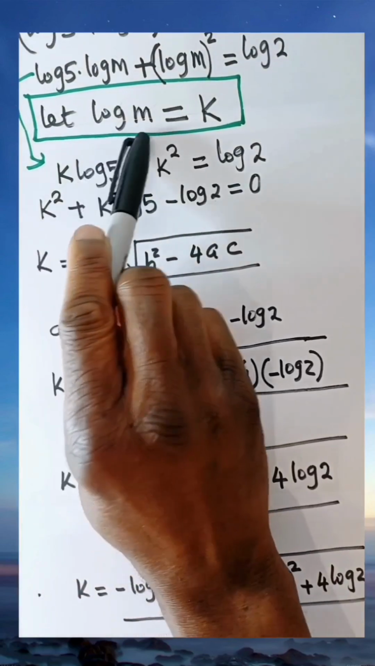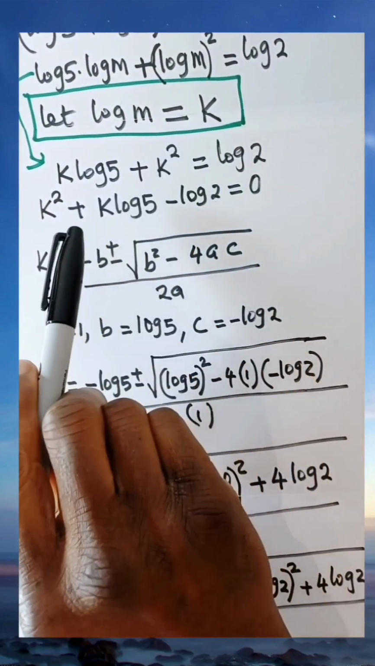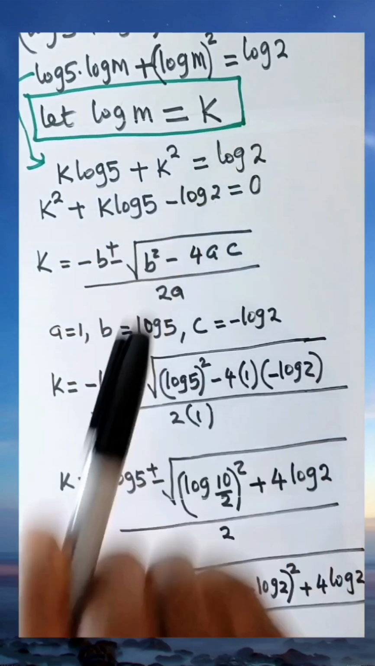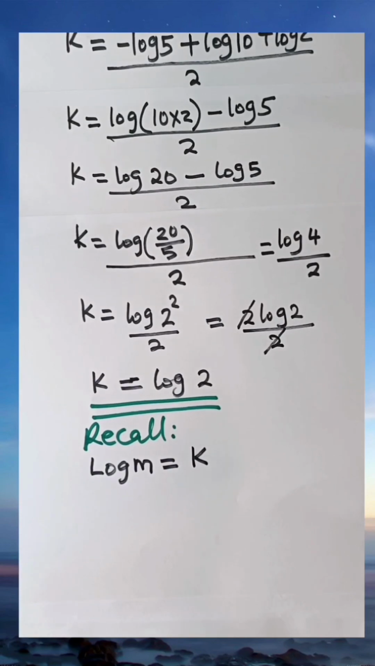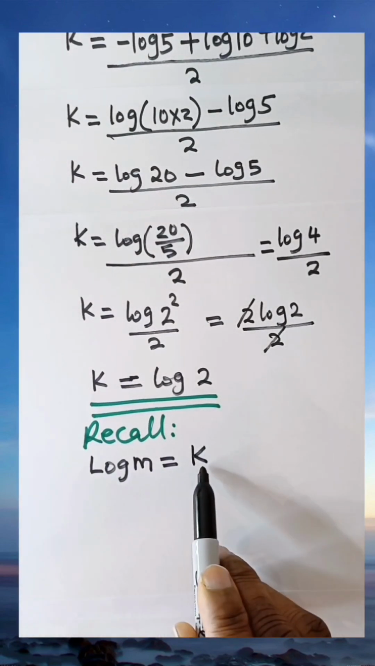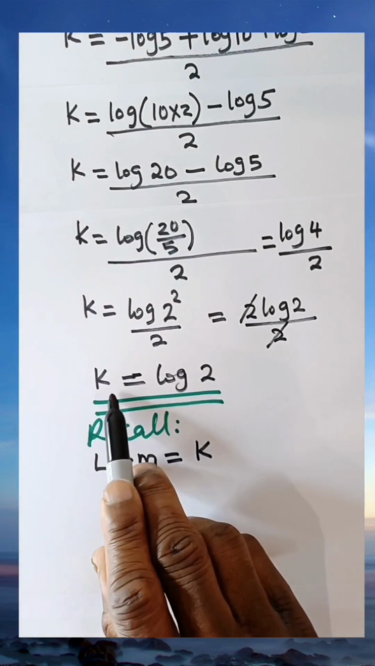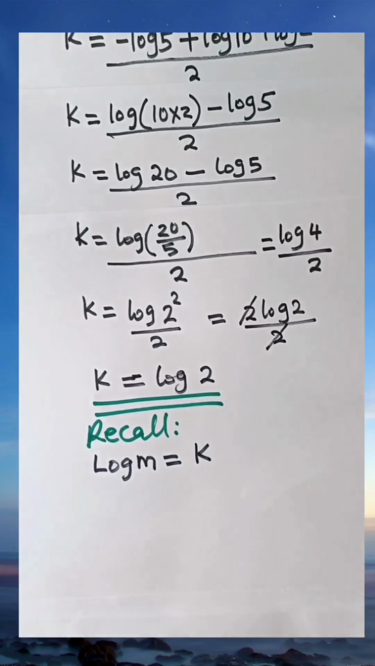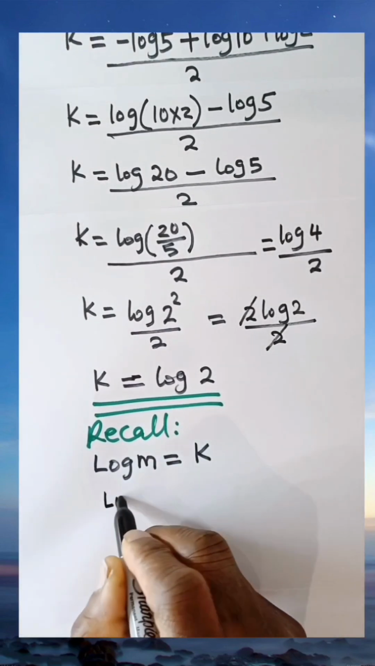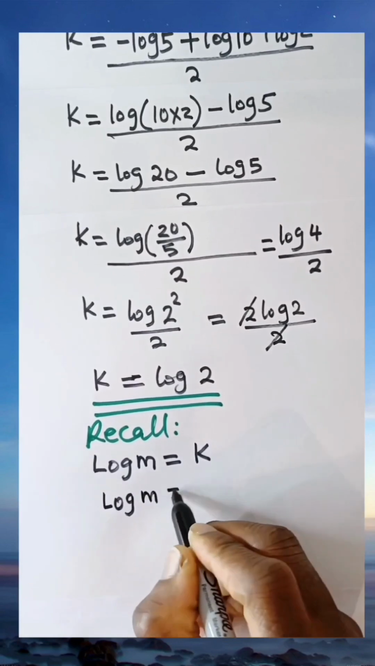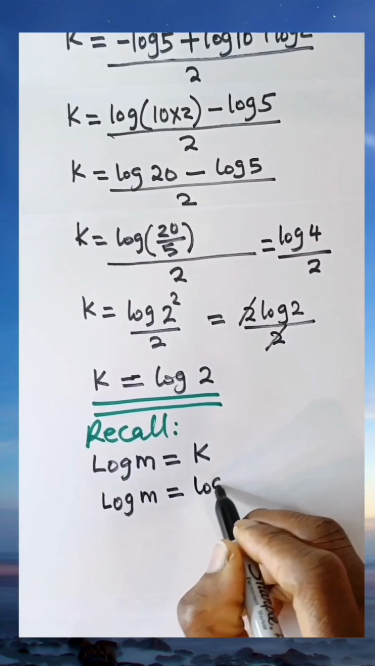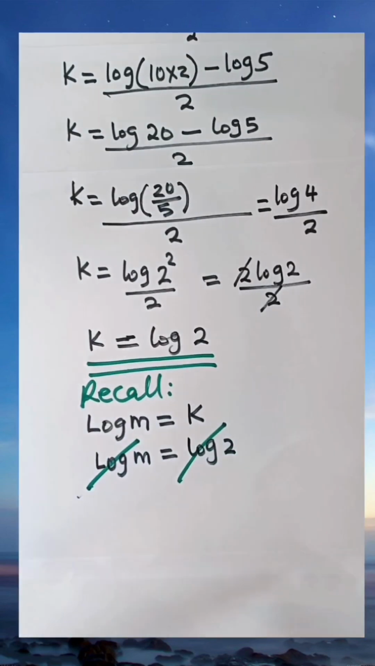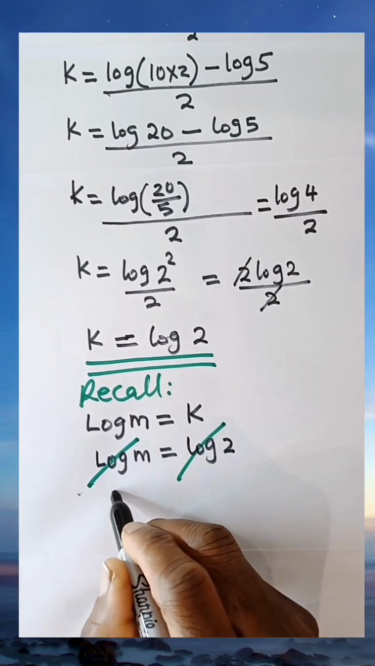Recall that log m is equal to K. So the next thing we're going to do is to find the value of m, since we know the value of K. So we have that log m is equal to K. From our computation, we have that K is equal to log 2. So we will replace K with log 2. So we have that log m is equal to log 2. So the log will cancel out with log. We have that m is equal to 2.